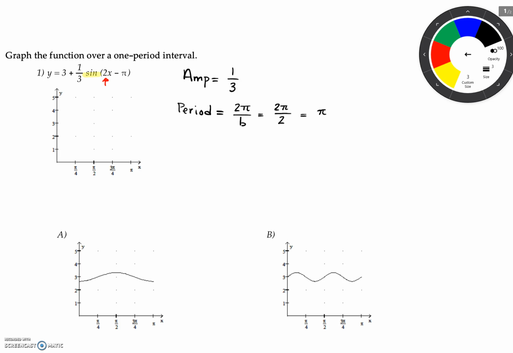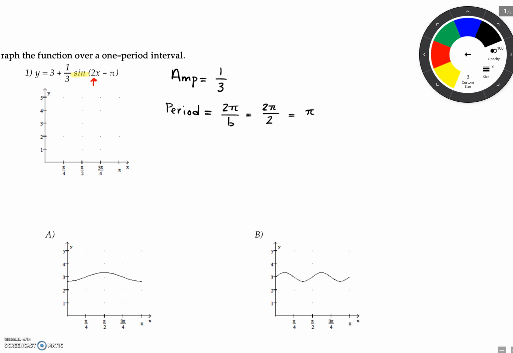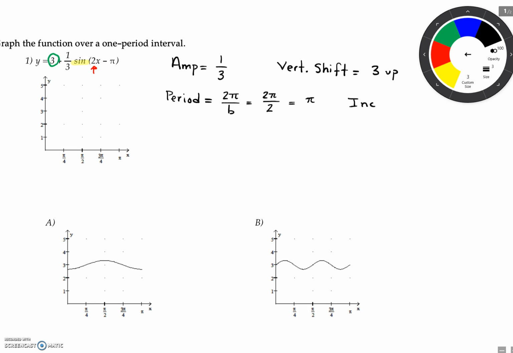Okay, so the next thing that we can go ahead and find that might be very easy for us to determine is our vertical shift. And so the vertical shift again comes from this value right here that I'm circling in green. And that's just going to be 3, and because it's a positive 3, it means that we're going to go 3 up. And then our increment, this is how we're going to increase our intervals, or this is how our steps are going to increase our step size.